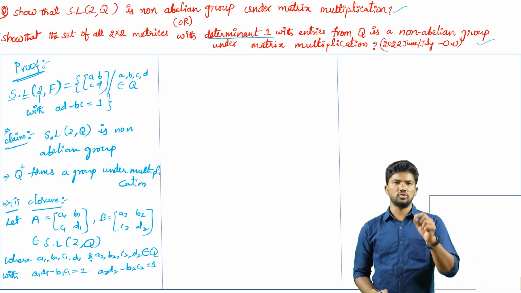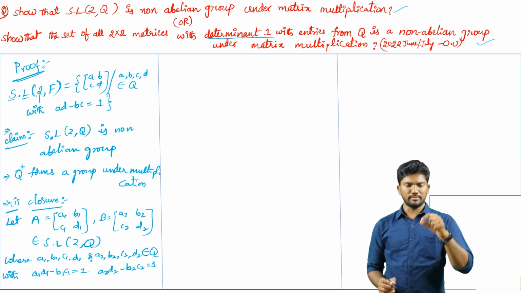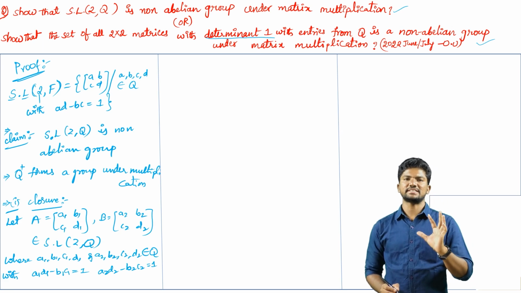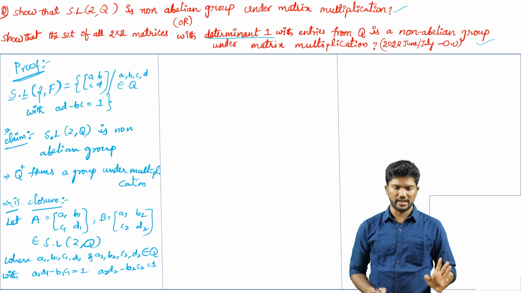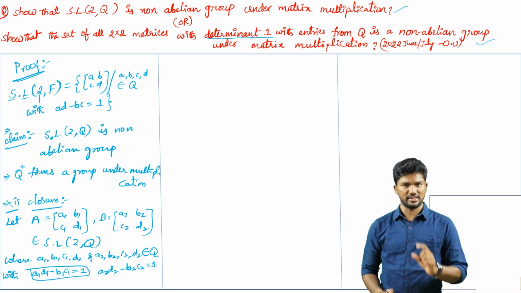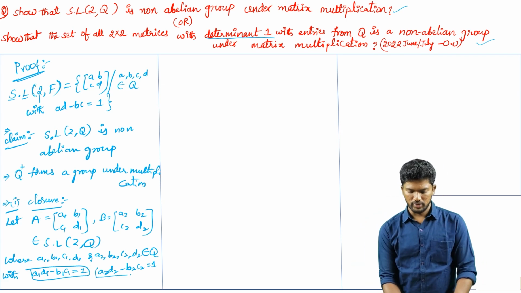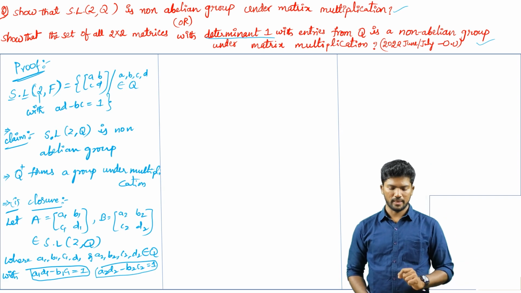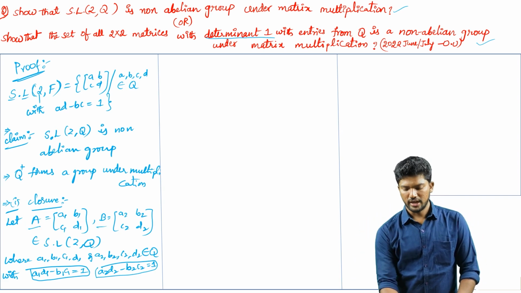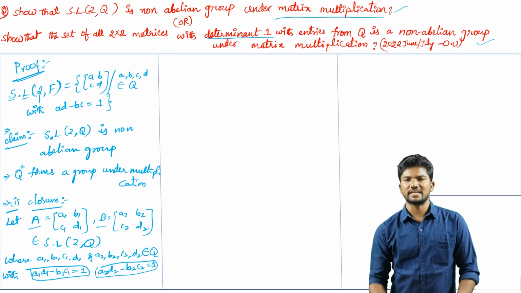Why? Because if you take any matrix whose determinant is equal to 1, then that type of group is called the special linear group. According to the definition only we are taking this. Just remember these two values: A1 D1 minus B1 C1 is equal to 1 and A2 D2 minus B2 C2 is equal to 1. So we took capital A and capital B. Now we are asking with respect to matrix multiplication.